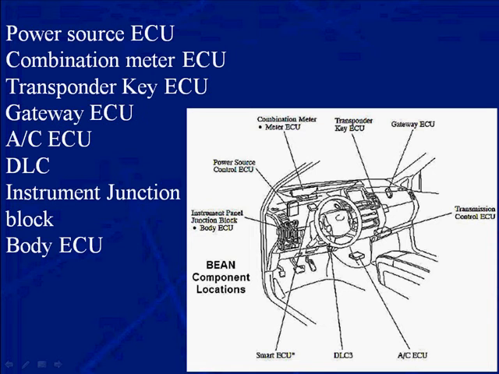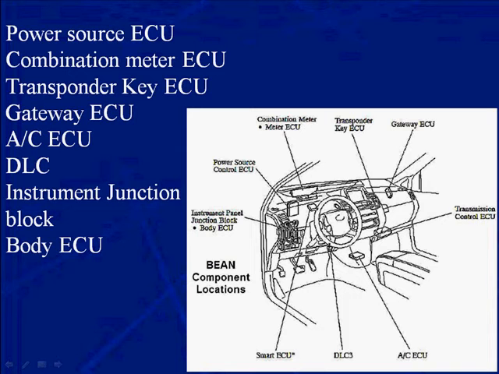Now, here we have a drawing of all those BEAN component locations. Last time we just showed you a box drawing. You can see that we have the power source ECU, the combination meter ECU. And you know what that is? That's the dashboard, combination meter. The transponder key ECU, the gateway ECU, AC ECU, the DLCs in that network, the instrument junction block.